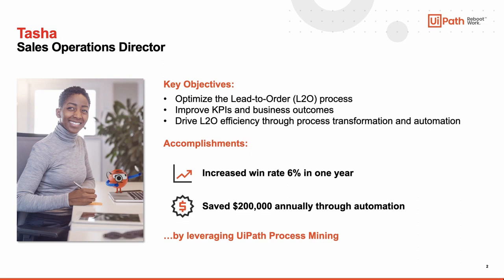By getting full transparency into the process, she was able to increase the win rate 6% in 1 year by launching a process improvement initiative around top influencers, and save the company over $200,000 annually by automating a time-consuming activity. Both were accomplished by leveraging process mining to uncover those hidden opportunities and acting on the insights. Let's see exactly how Tasha did it.